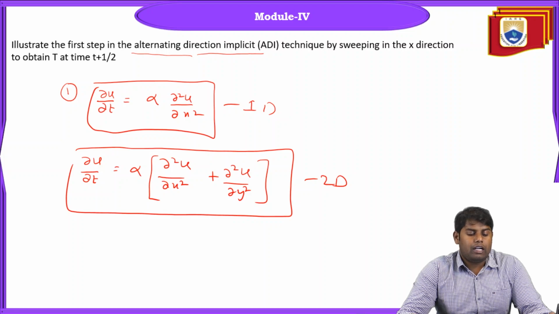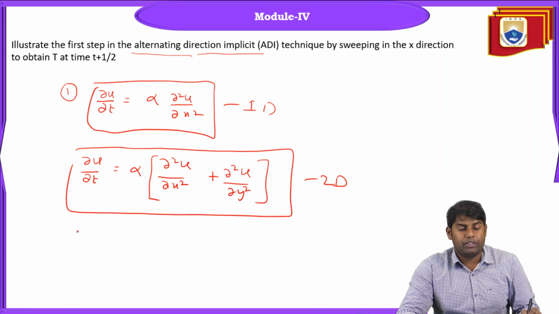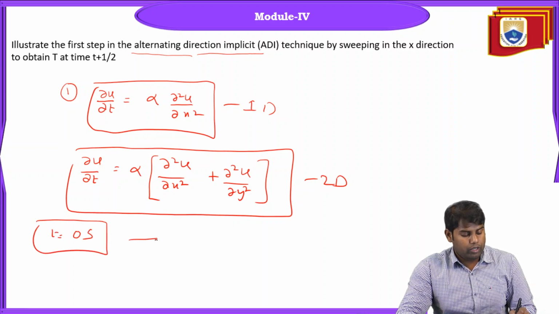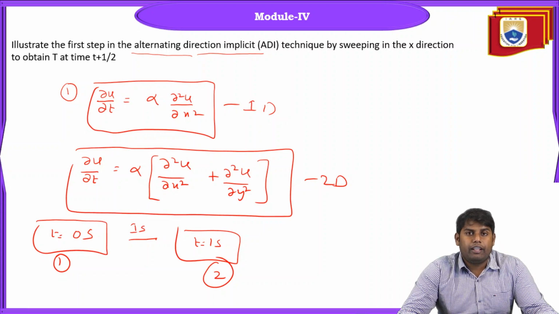So the ADI, alternating direction implicit. The meaning is that when you are running a simulation, it will start from, let's say, t equal to 0 seconds. This is the initial one. Let's say you are going with a time step of 1 second, to t equal to 1 second. So this is the initial one and this is the final one. The initial one is t equal to 0 seconds and the final one is t equal to 1 second.